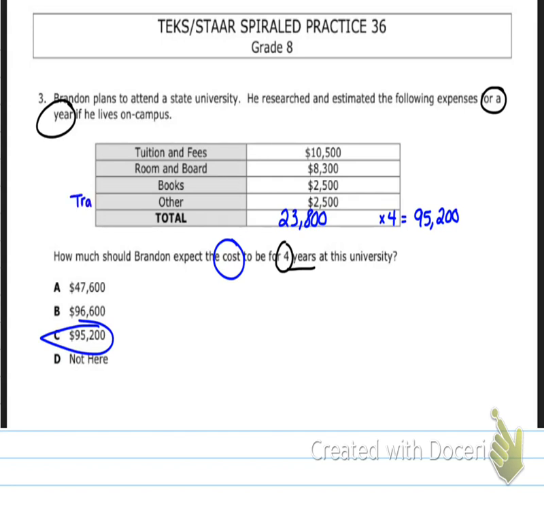Other can sometimes be replaced with transportation. Okay, so those are the 4 costs to look for when you go to college.